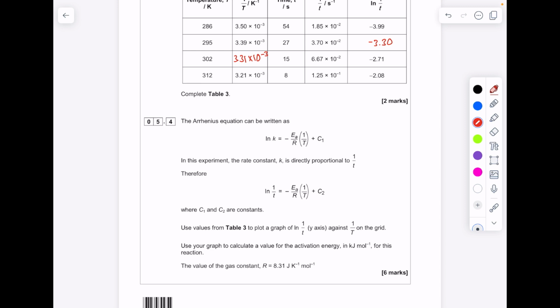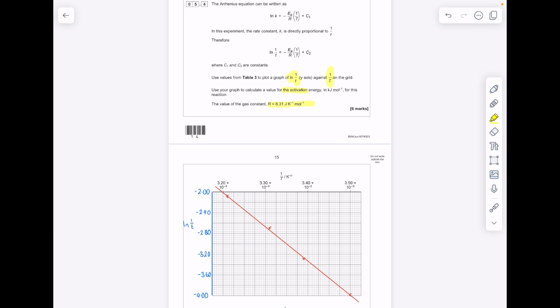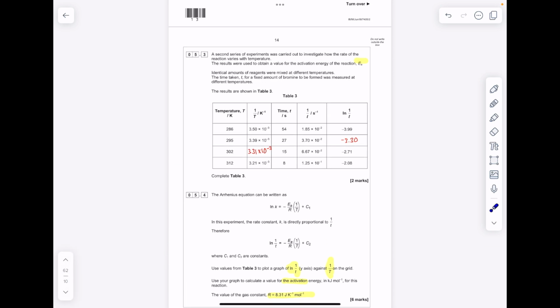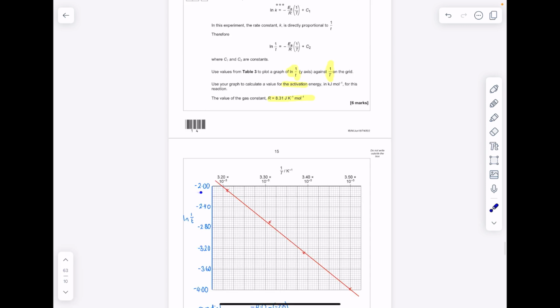Use values from table 3 to plot a graph of natural log of 1 over t on the y-axis against 1 over T on the grid. Use your graph to calculate a value for the activation energy, and the value of the gas constant is 8.31. So they've already told us what's going on the y-axis. It's the natural log of 1 over t, so that's what we have here. It means that we are looking at this particular column here for our scale. So as you can see, it goes sensibly down from -2 to -4, and then 1 over T we've already been given in this particular question along with the scale.